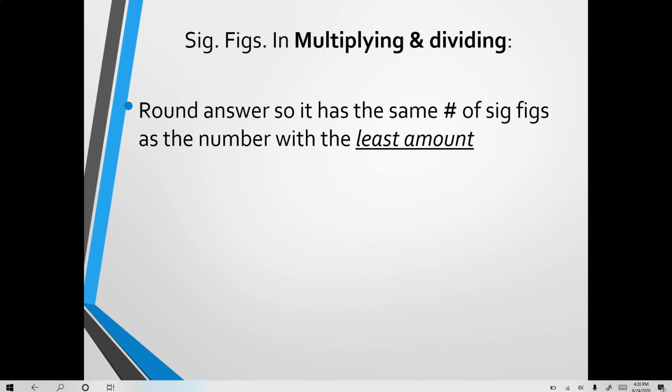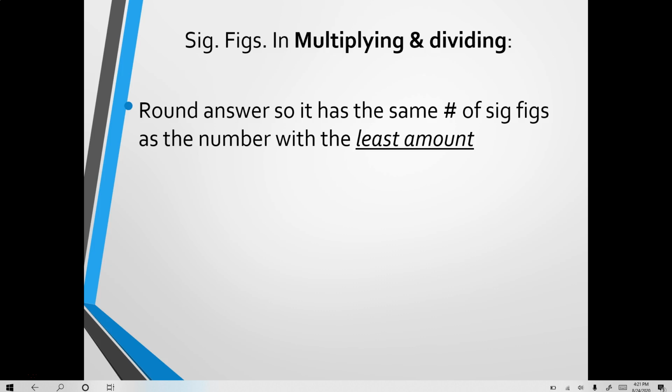Now we're going to talk about the last topic with significant figures for today. And that's going to be, how do we multiply and divide using significant figures? And really there's one rule, and I think this is actually one of the easier ways of doing math with significant figures. But the rule is you round your answer so it has the same number of significant figures as the number with the least amount of significant figures.